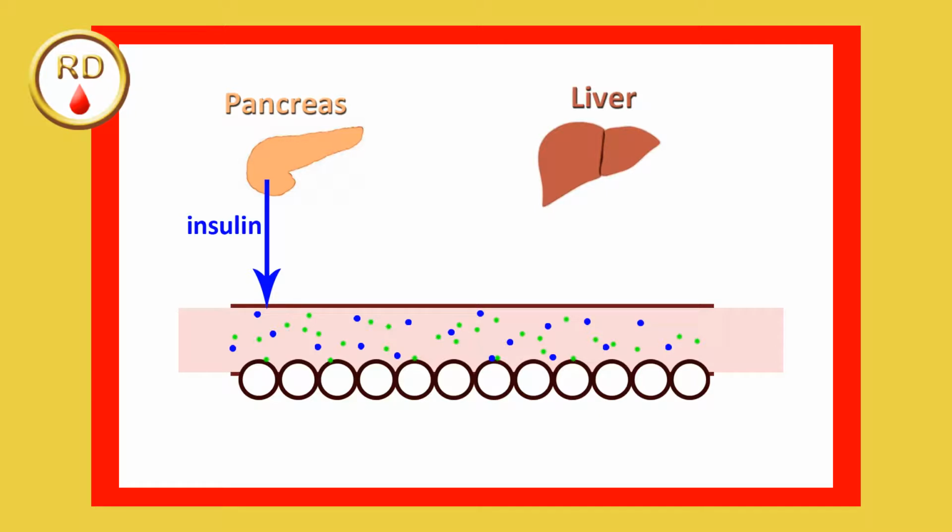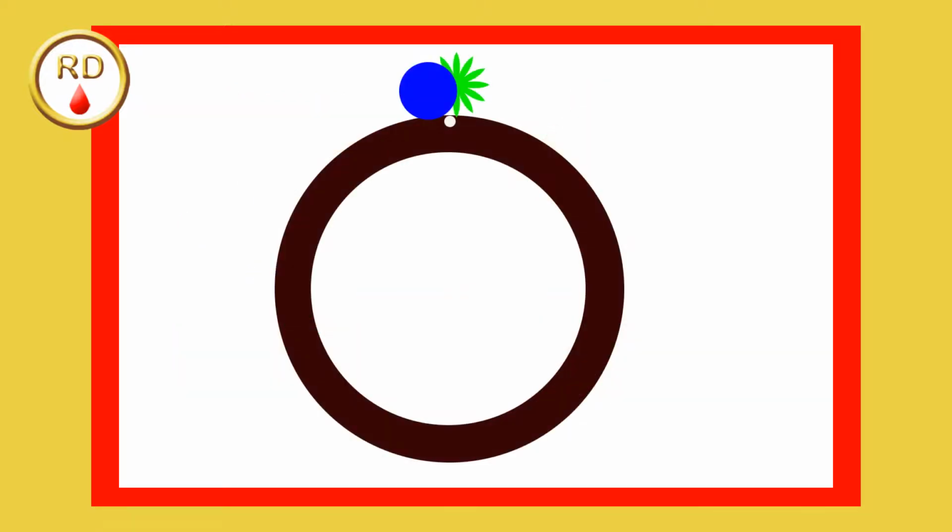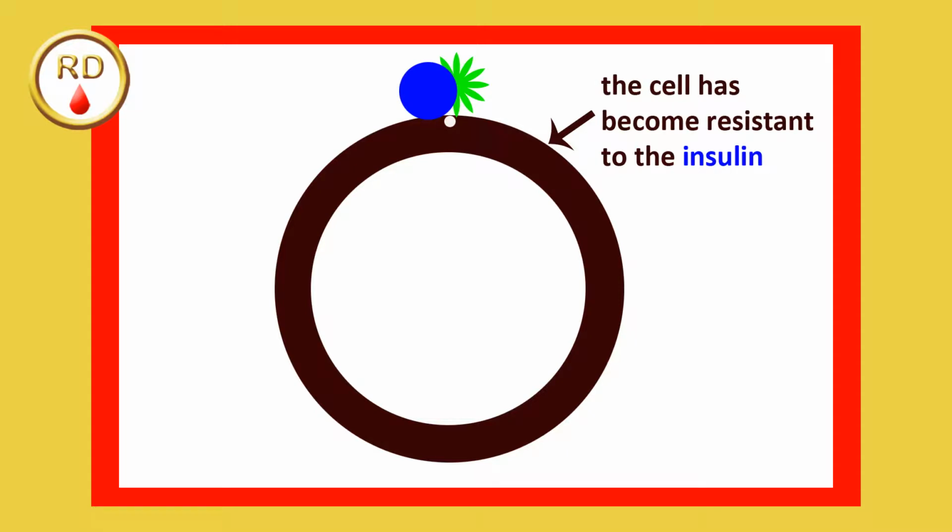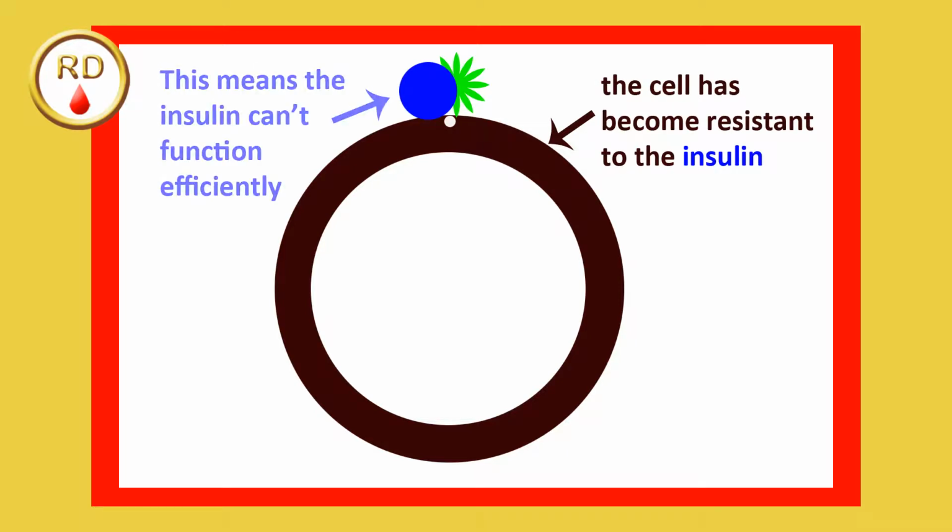So let us have a closer look at the cell and how the glucose is transferred into the interior of the cell. In this graphic, we can see that the glucose is ready to be transferred into the cell. The carrier is there to do the transfer, and the insulin is there to speed it up. So it's all set to go. But this is where things go wrong. The cell has become insulin resistant. This means that the insulin can't function properly.